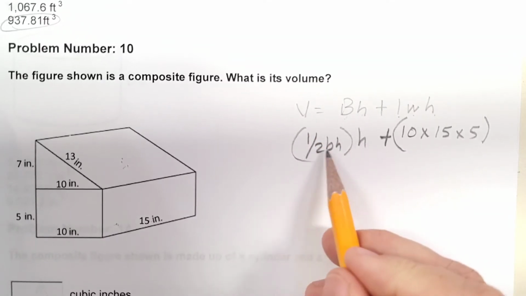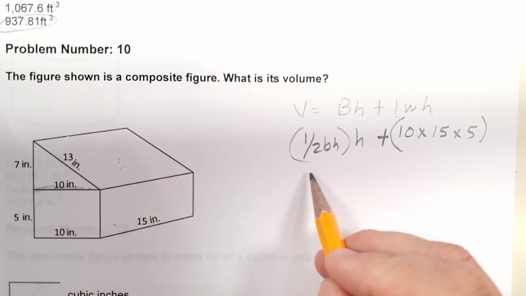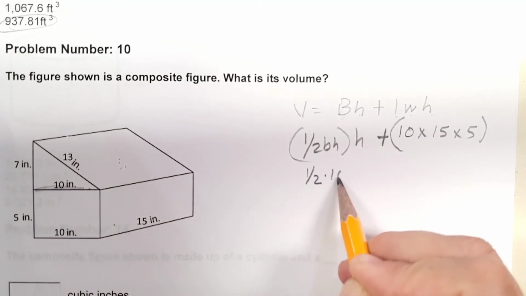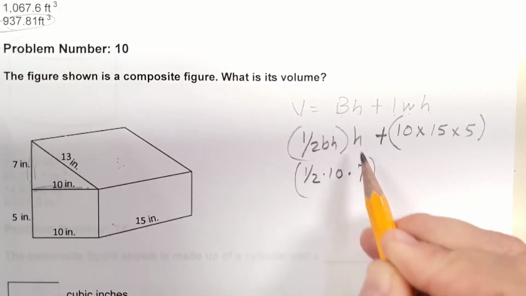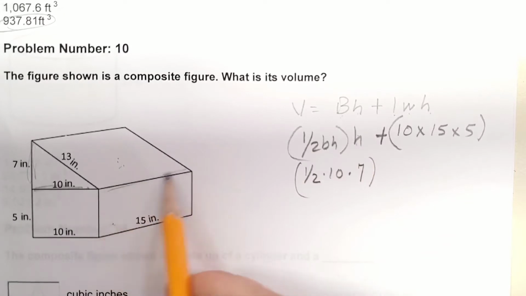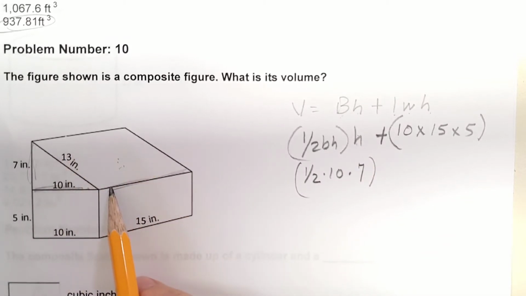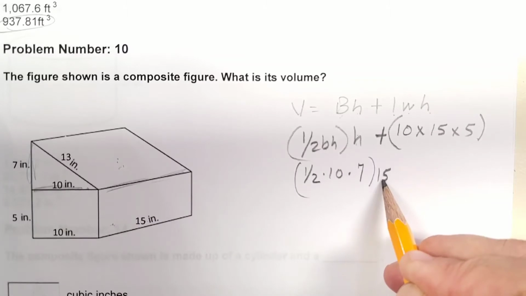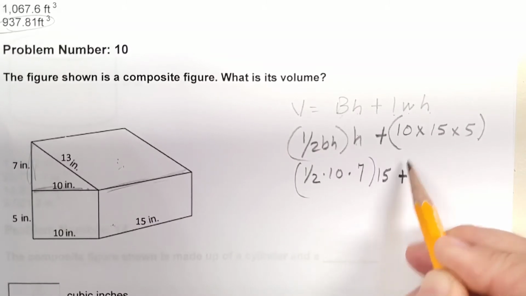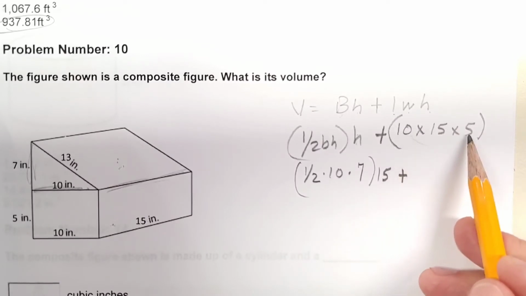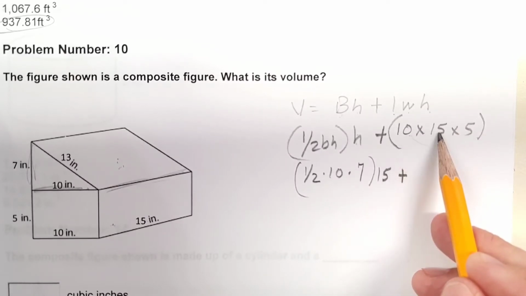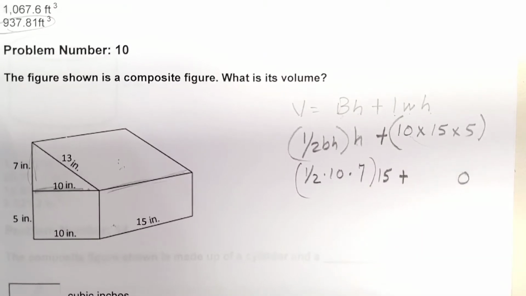Okay, half of the base. The base of this triangle is 10, so we're going to go 1/2 times 10 times the height of this triangle, which is 7. Then we have to multiply by the height of the whole prism, the triangular prism. The height of the whole prism is 15. Okay? Plus, remember what this was over here? This was the rectangular prism. And it's 150 times 5, which is 750.